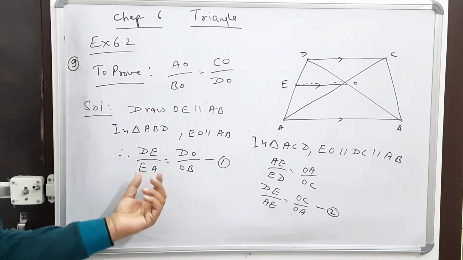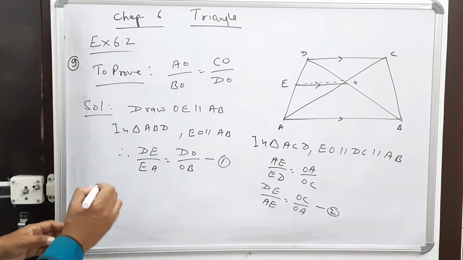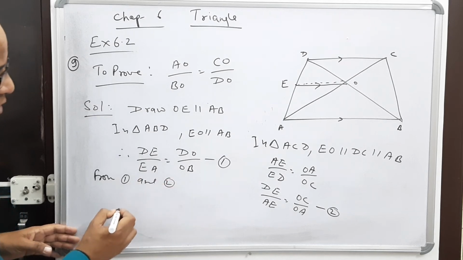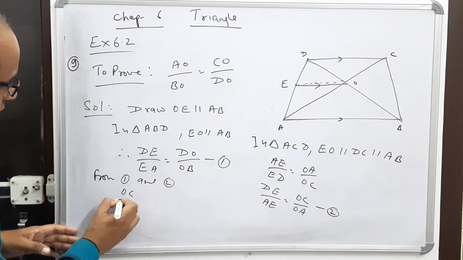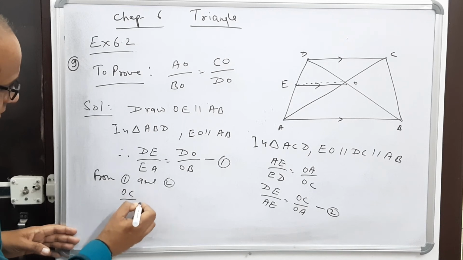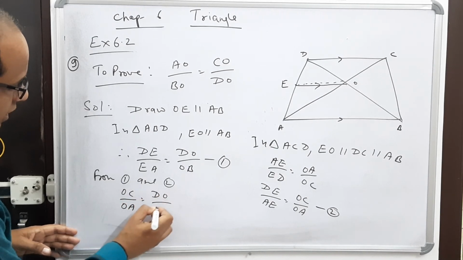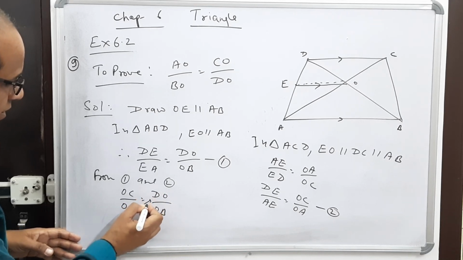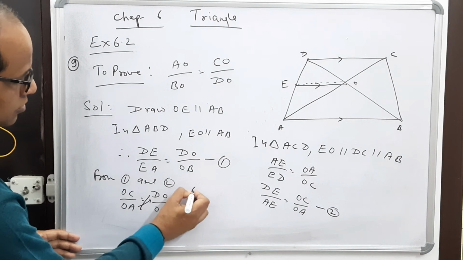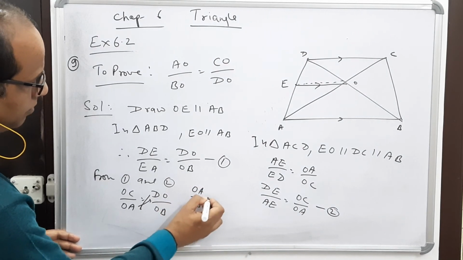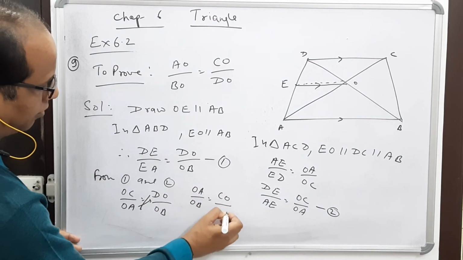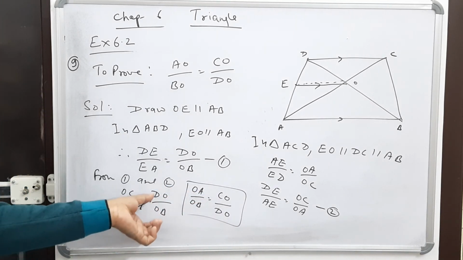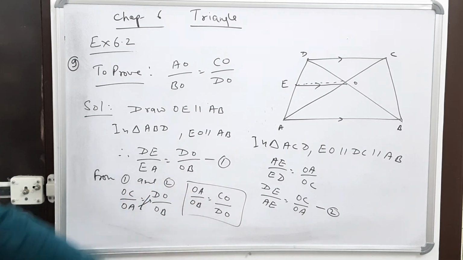Now, see the first part and second part. From 1 and 2, you see this part and this part is equal. So from first and second, what you will find? OC upon OA is equal to OD upon OB. So if you interchange, then this term will transfer here and this term will transfer here. So it is OA upon OB equals CO upon DO. So in this way, we can prove this part.